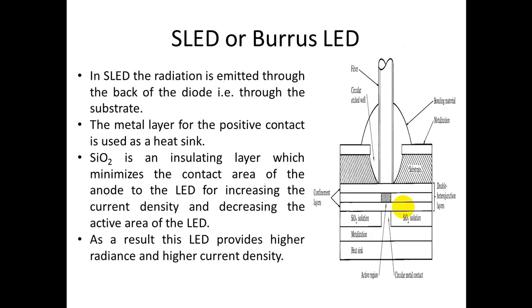Next we have SLED or Burrus LED. In SLED, the radiation is emitted through the back of the diode, that is through the substrate. The metal layer for the positive contact is used as a heat sink. Silicon dioxide acts as an insulating layer which minimizes the contact area of the anode to the LED for increasing the current density and decreasing the active area of the LED.